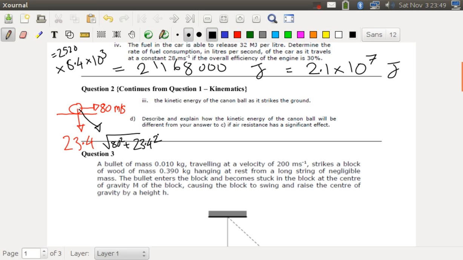And then square root of that, and you would get 83.36, or we could say 83.4 meters per second. So that's how fast it's going when it hits the ground. So kinetic energy, our formula is a half mv squared.